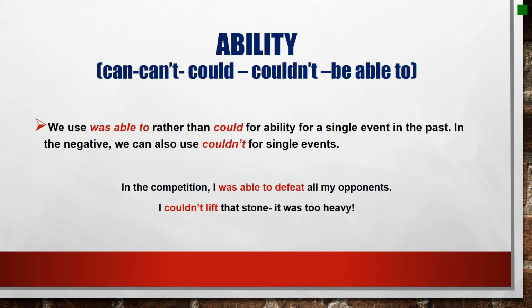We use was able to rather than could for ability for a single event in the past. In the negative, we can also use couldn't for single events. For example, in the competition, I was able to defeat all my opponents. I couldn't lift that stone, it was too heavy.